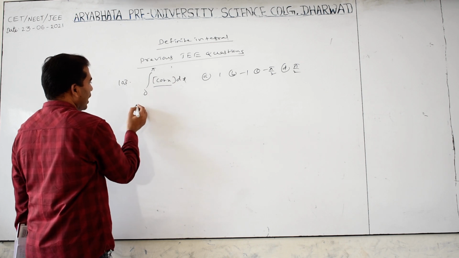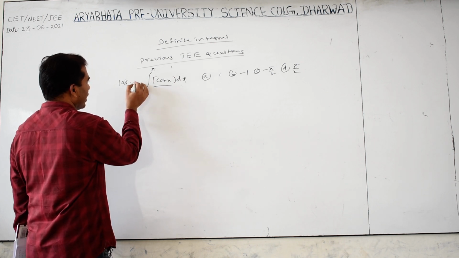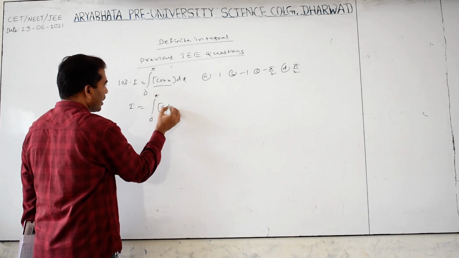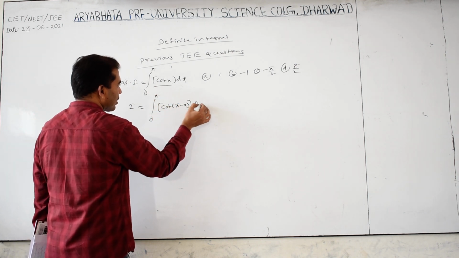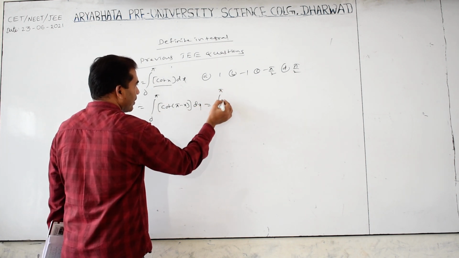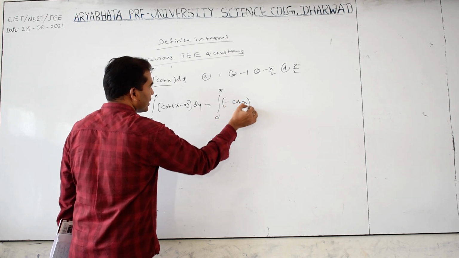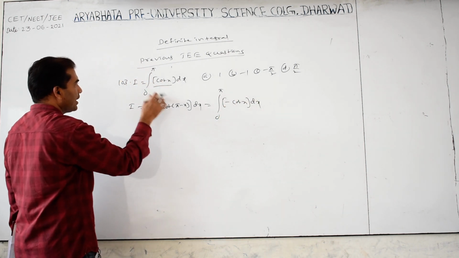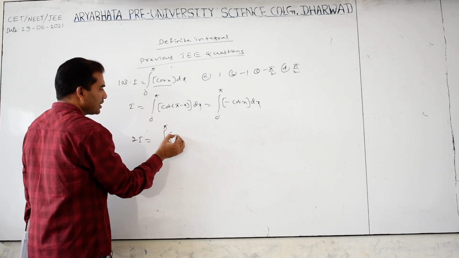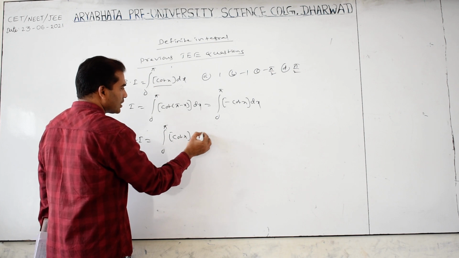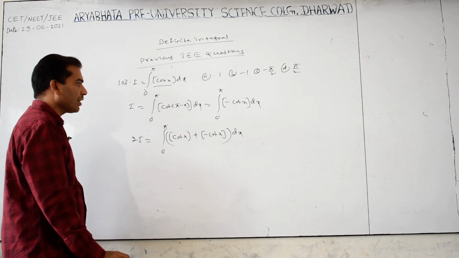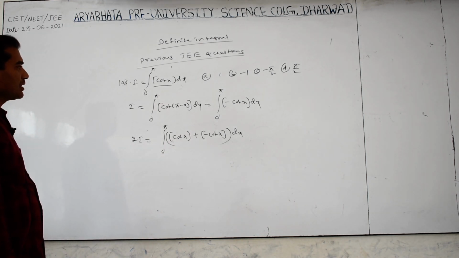This is I here. Use the property here: I is the integration from 0 to pi of step of cot of pi minus x, and cot of pi minus x is minus cot x. Add both here, I plus I is 2I, then from 0 to pi with the same limits, step of cot x plus step of minus cot x dx.